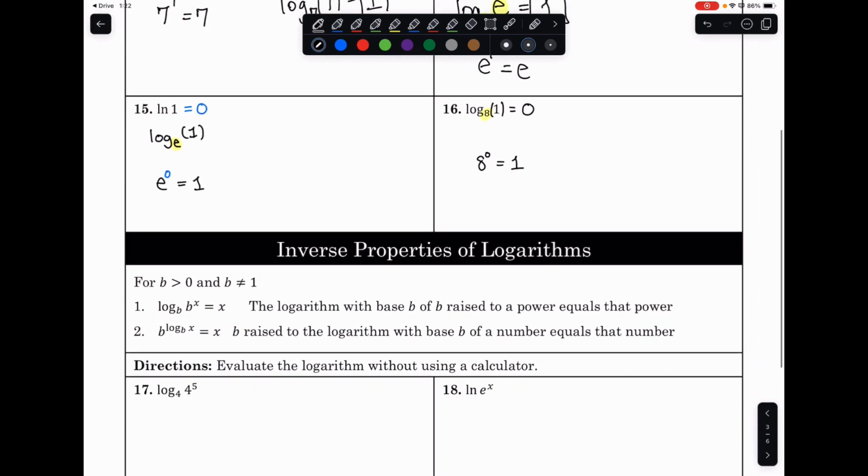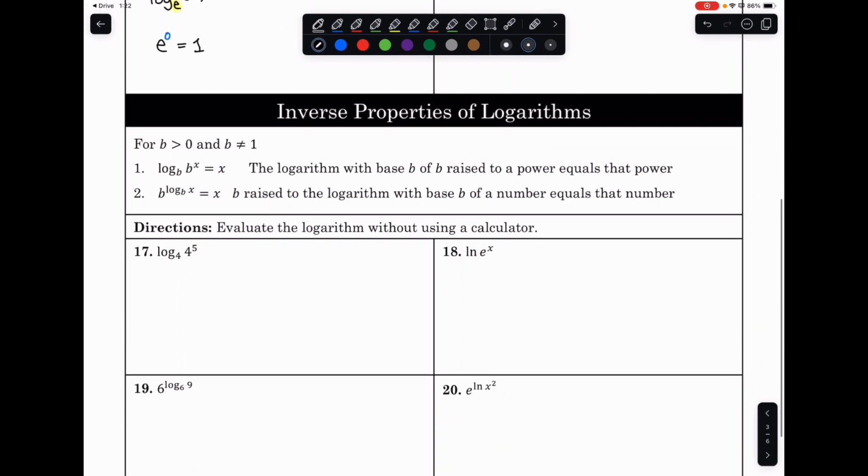Now there's two other properties that are very important, the inverse properties of logs. For any base greater than 0 not equal to 1, the following are going to be true. The log with base b of b raised to a power equals that power, as indicated right here, okay? So the log base b of b to some exponent is going to equal just the exponent. And essentially these two things just cancel each other out, in other words.